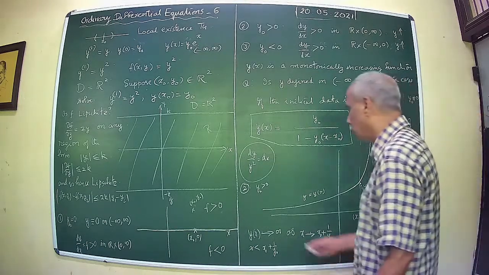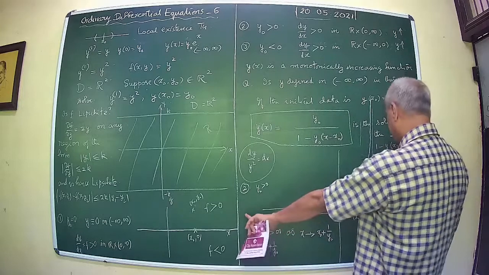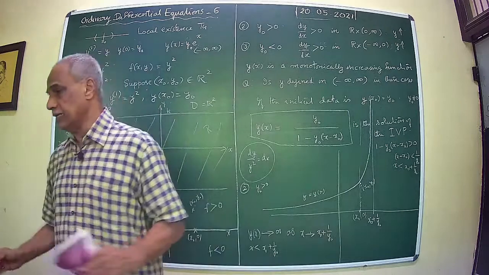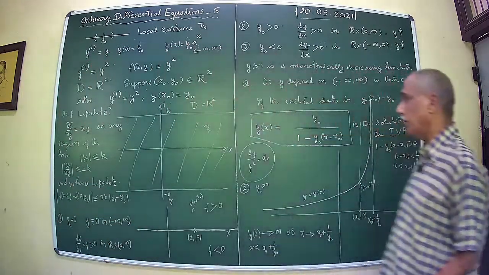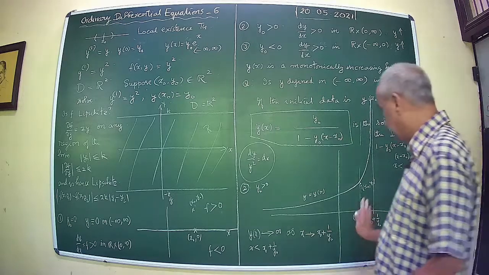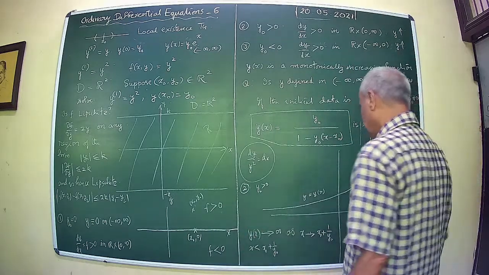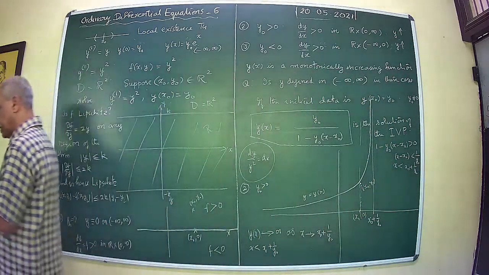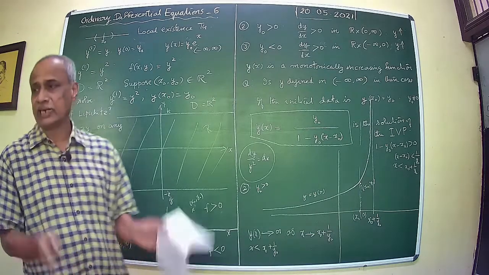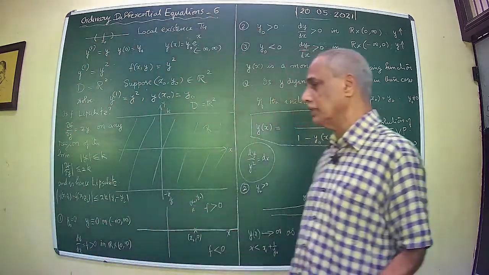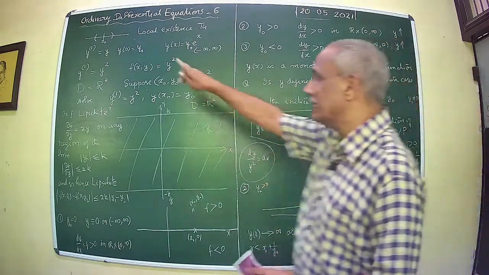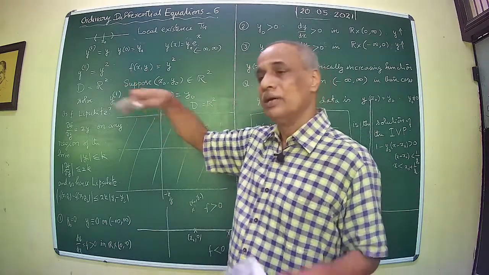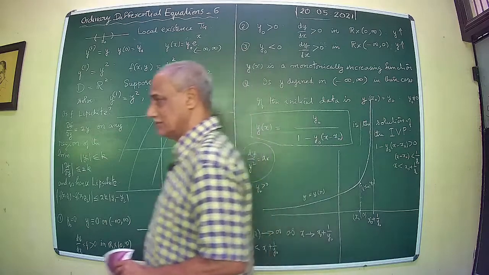So the particular solution is defined only on the interval minus infinity to x naught plus 1 by y naught. You see that the interval on which the solution is defined is confined, and for each initial data there is a corresponding interval on which the solution is defined. So it is not like the linear problem. Here each solution will have an interval on which it is defined.